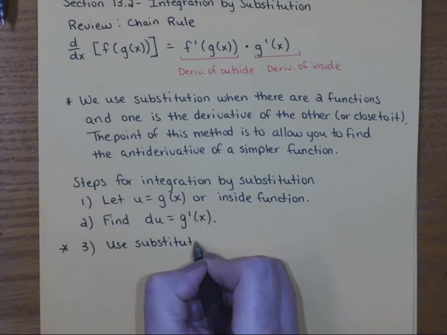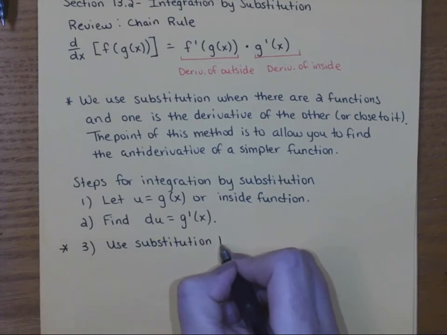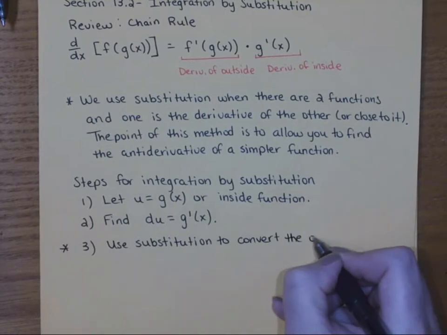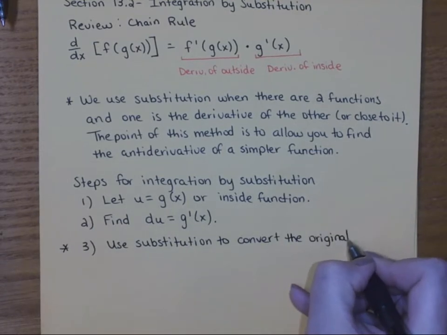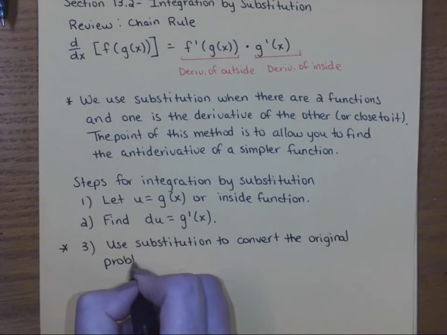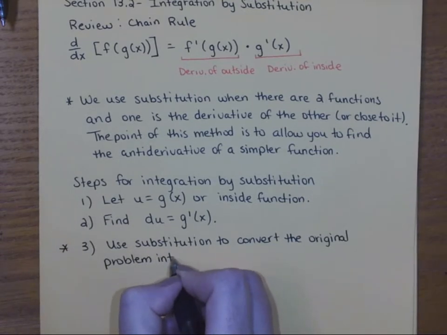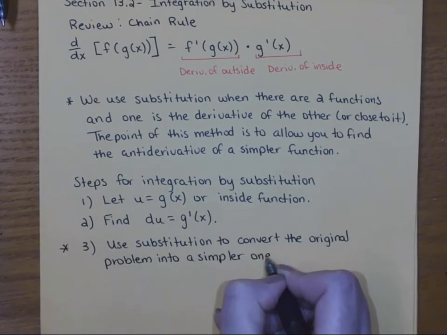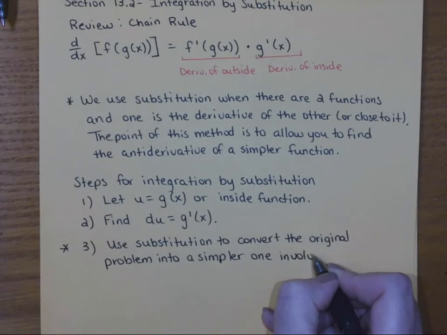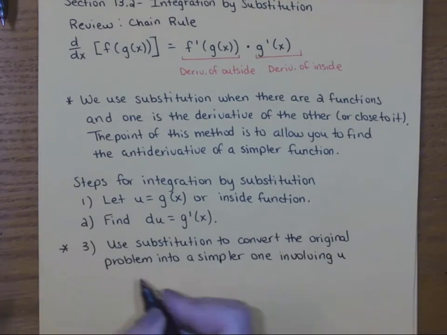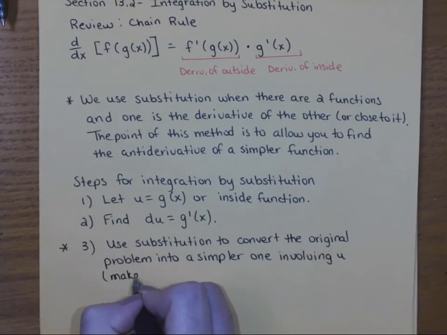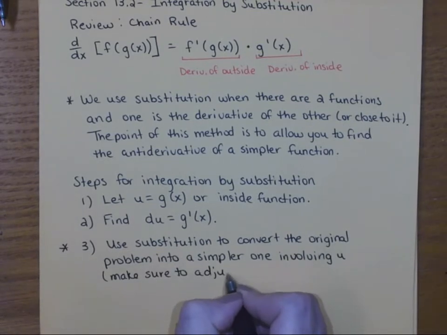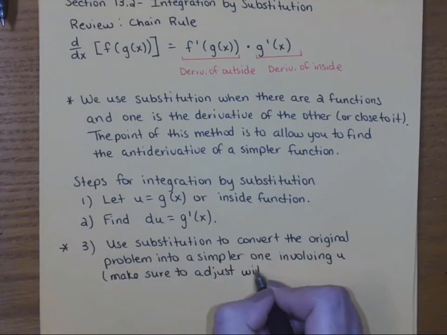So the third step is you're going to use substitution to convert the original problem into a simpler one involving u, the letter u. Here's a disclaimer. You want to make sure you adjust the constant as necessary. We're going to get to many examples like this, so for now let's just write down the steps.